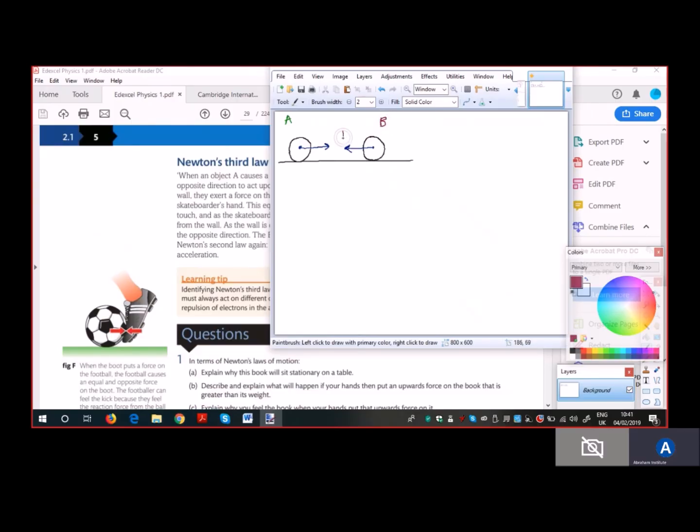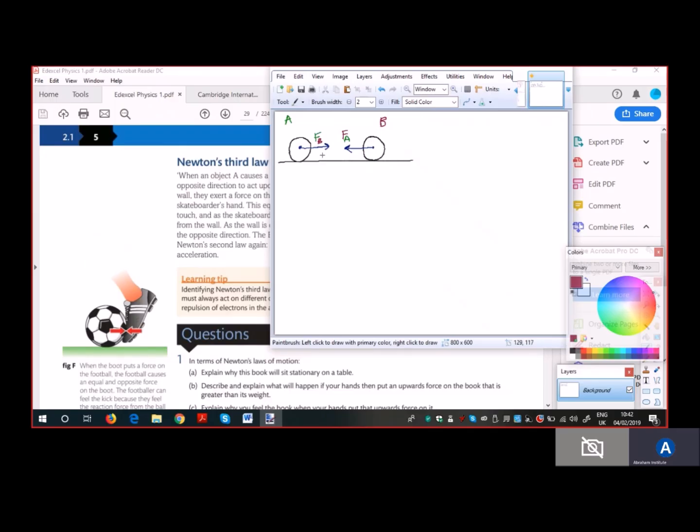So this is the force exerted by A on B, and here we have the force exerted by B on A. This is object A, this is object B. Now these are both gravitational forces.